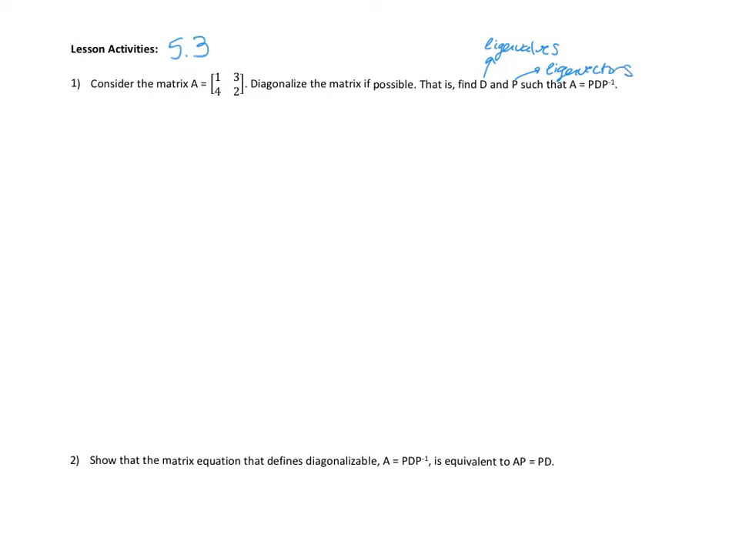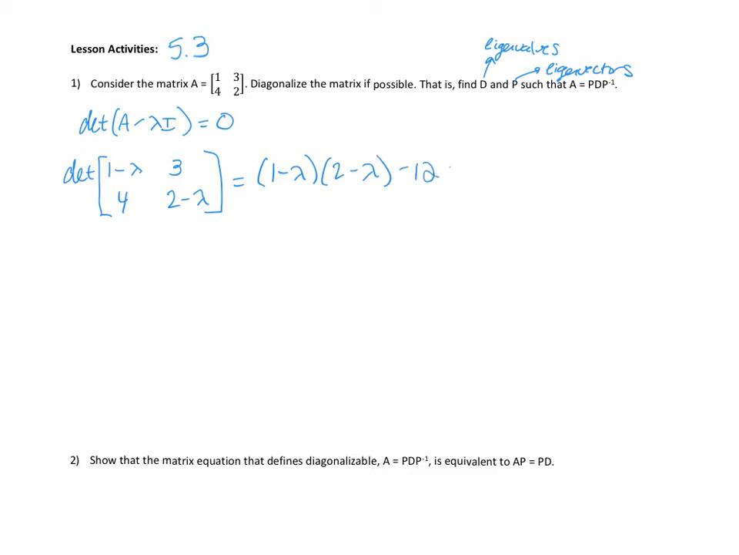Okay, so I need to find the eigenvalues and eigenvectors. To find the eigenvalues of a matrix, we calculate the determinant of A minus lambda I and set it equal to 0. So that would be the determinant of 1 minus lambda, 3, 4, 2 minus lambda. The determinant of a 2 by 2 is just AD minus BC. We set that equal to 0.